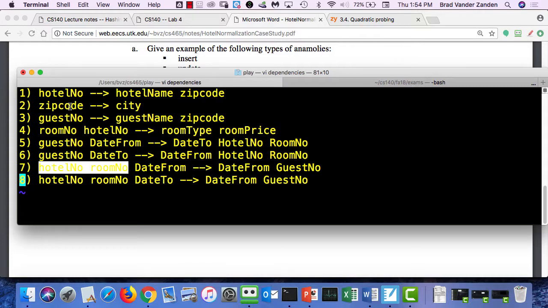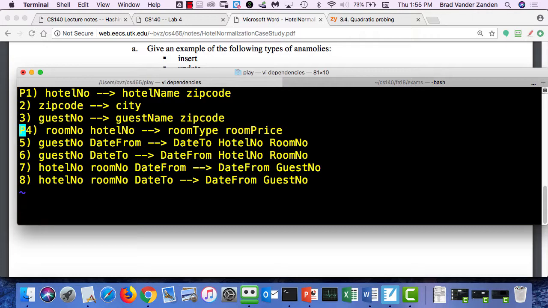So the question was, is zip code? The answer is no, because the hotel number determines the zip code, and then the zip code determines the city. So the zip code is going to actually end up being a transitive dependency. Okay? So the only ones we have, I will star them. This one, actually I will put P and P. So those would be used to get us to second normal form.